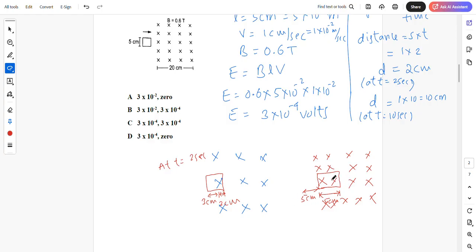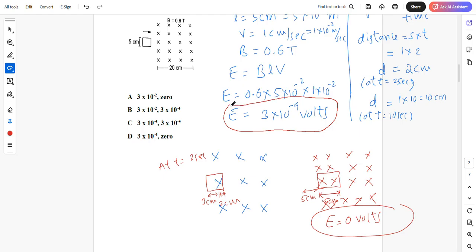Hope you understood. If it is completely inside the magnetic field, what is the flux? The flux is constant, so EMF induced will be 0. E is equal to 0 volts is the right answer at t is equal to 10 seconds. In the first case, E is equal to 3 into 10 to the minus 4 volts. Hope you understood this sum.